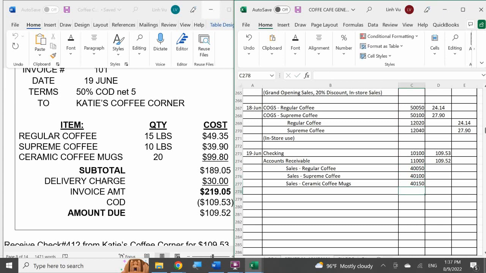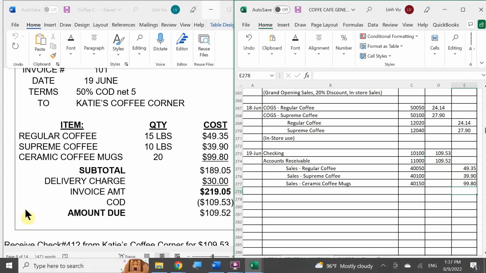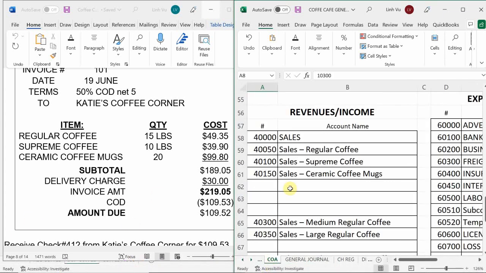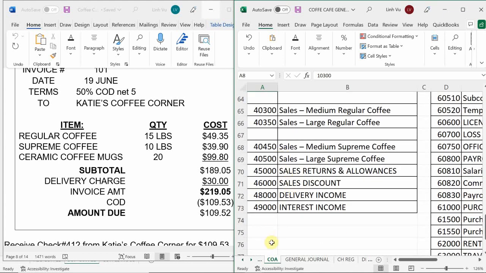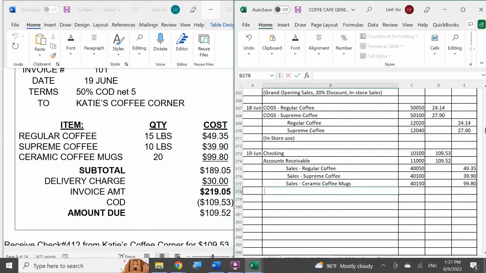For the sales of regular coffee, we have $49.35, and then $39.90 for the supreme coffee, and the coffee mug was $99.80. Then we also add a delivery charge for the credit. What account do we use for the delivery? There is a delivery income account, 48,000 for delivery income. And then debit should equal credit for that amount.